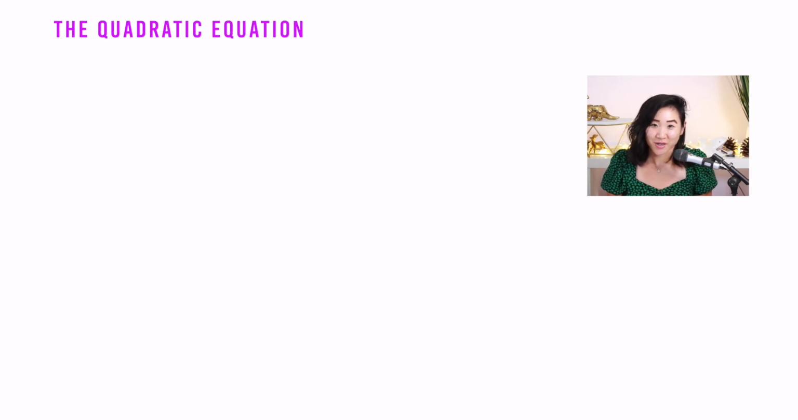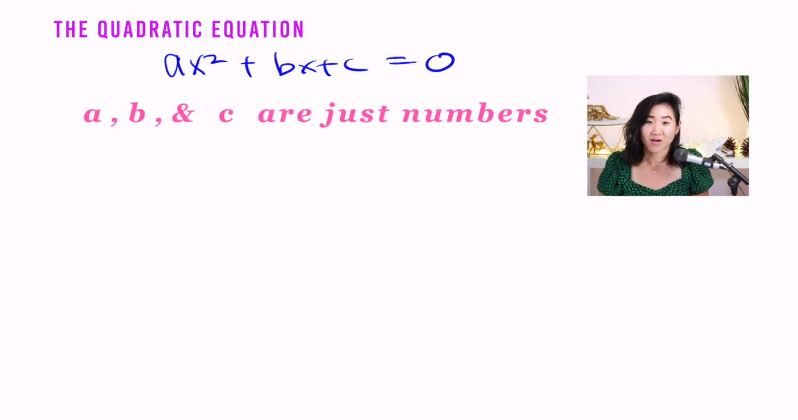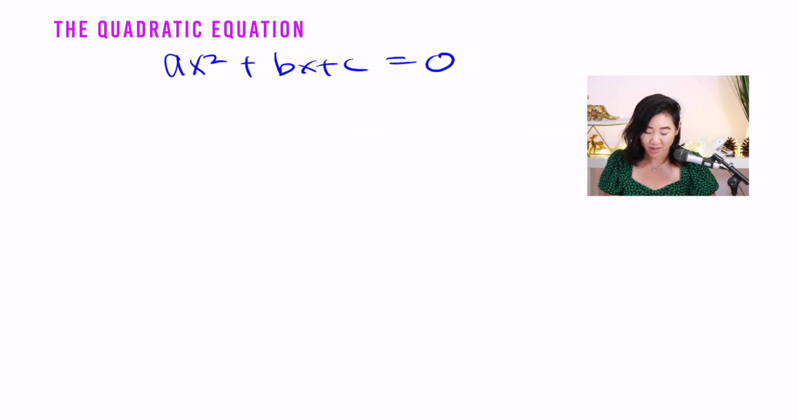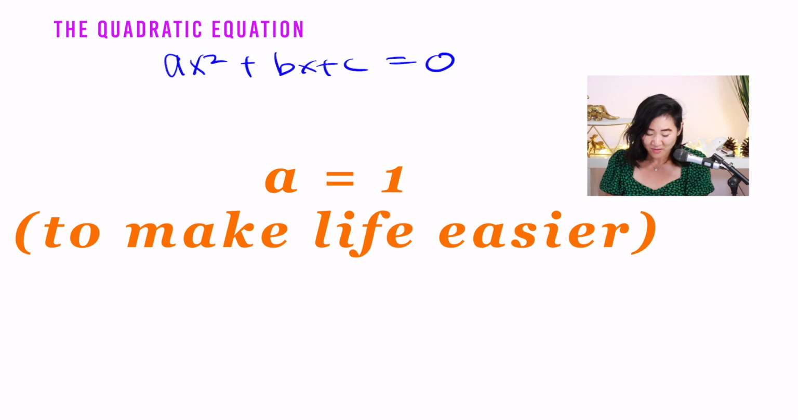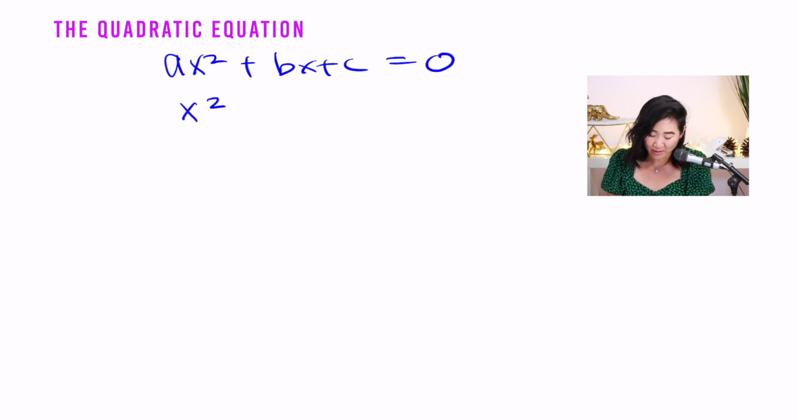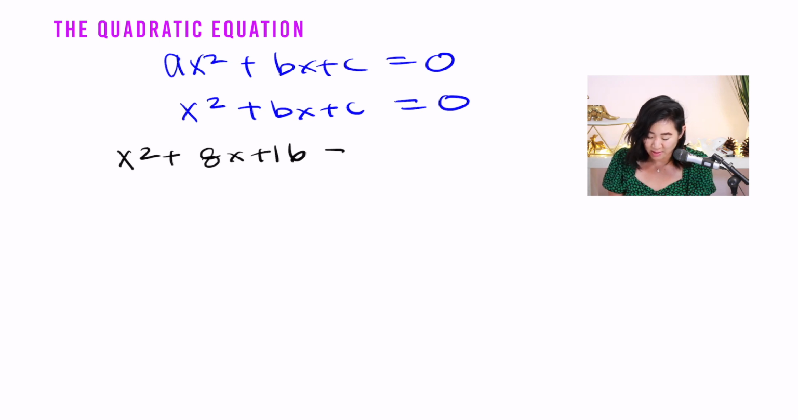Let's talk about the quadratic equation first. You have the equation ax squared plus bx plus c is equal to 0, where a, b, and c are constants, meaning they're numbers that just never change, like 5, 7, 8, etc. For this lesson, we're going to assume that a is equal to 1. So then your equation just simplifies to x squared plus bx plus c is equal to 0. Let me give you a real equation. What if I said x squared plus 8x plus 16 is equal to 0.